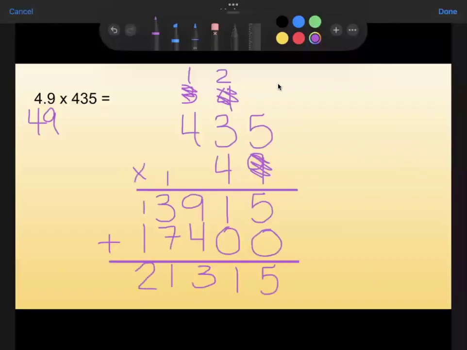So now that I got my multiplication answer, I'm going to add a decimal to the end right here. I'm going to move it to the left, the same number of spaces as I have decimals in the original problem. So when I go back to the original problem, in the decimal 4.9, I have one digit in a decimal place value. That means I'm going to move the decimal for the answer one place to the left. So I'm going to move it right here and put it right there. So my final answer is 2,131.5.